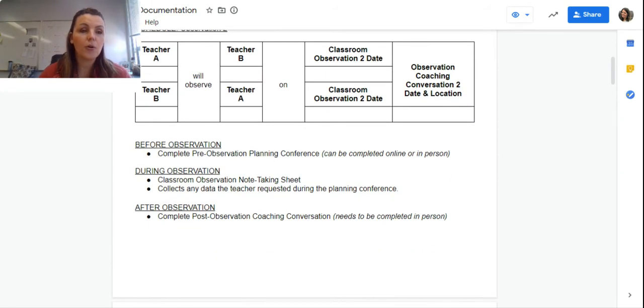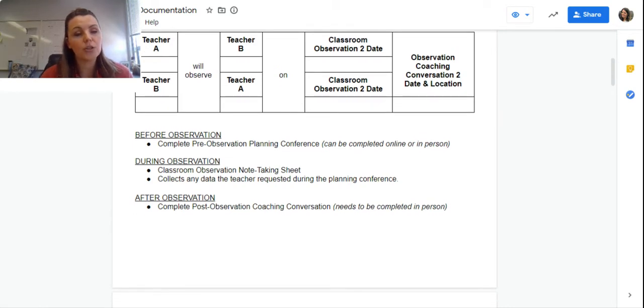Now we're going to look through a couple forms that will help you throughout the process of peer coaching. One form is for before the observation. It needs to be done by both parties, and it can be completed online or in person. During the observation, there's a form to help you track your thinking and what you observe. And then finally, after the observation, there is a form to help aid the process of the coaching conversation. This would need to be completed in person.